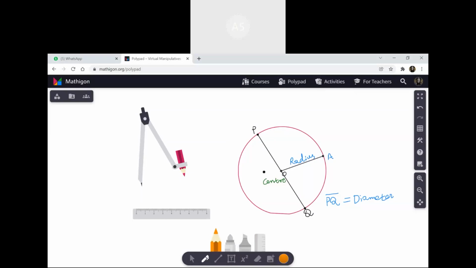See, suppose I draw another diameter like this. It passes through the center, and definitely the point of intersection of more than one will be there at the center. Okay, and then you know now how to draw a circle. Let's go for another thing. Okay, I'm stopping sharing this.